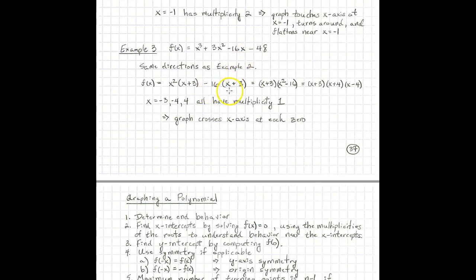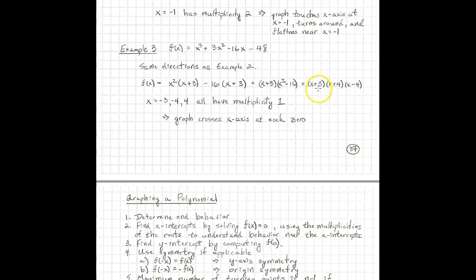I'm left with minus 16 times x plus 3. Then looking at this, I see that these two terms have a common factor of x plus 3, so that gets factored out. I'm left with x plus 3 times x squared from the first term, minus 16 from the second term. That's a difference in squares again, so I get x plus 3 times x plus 4 times x minus 4.